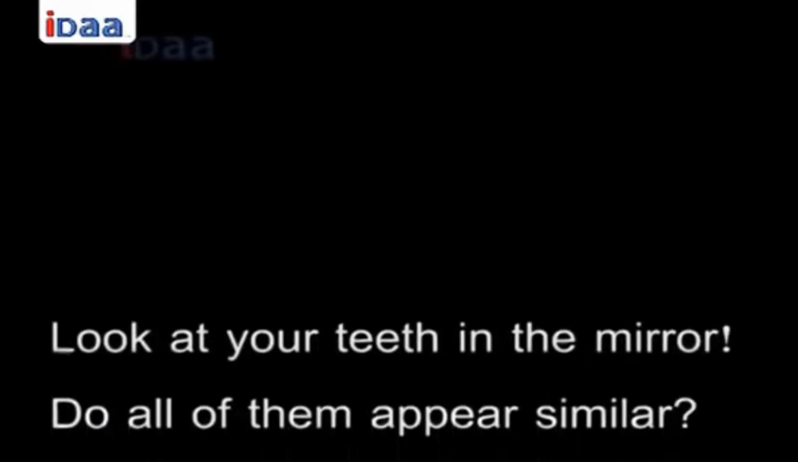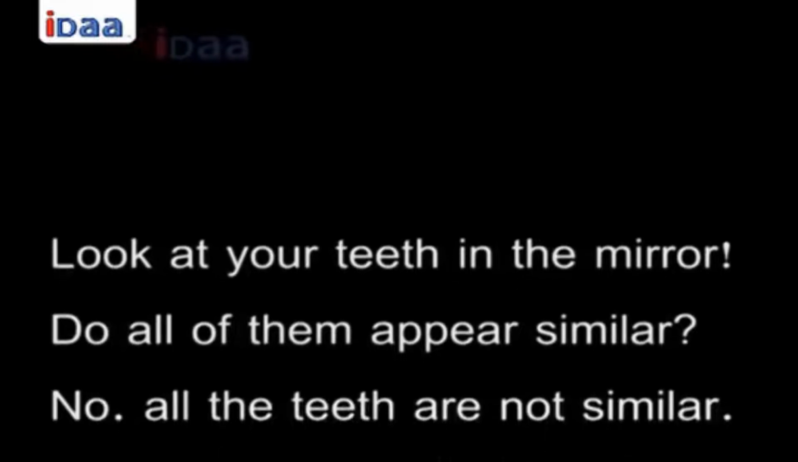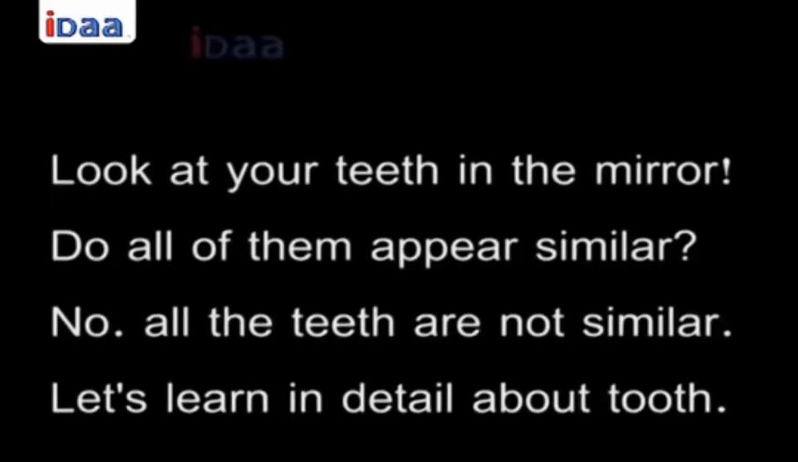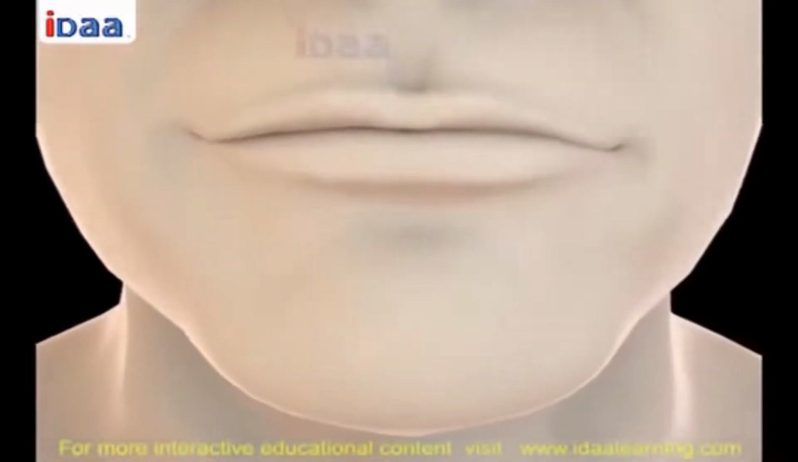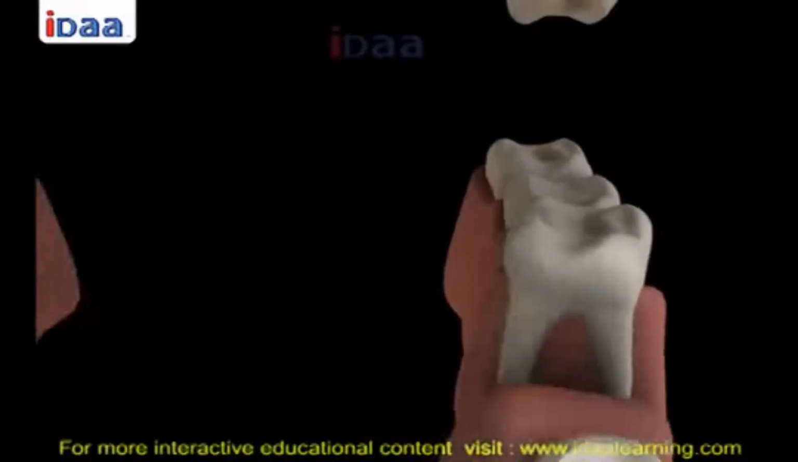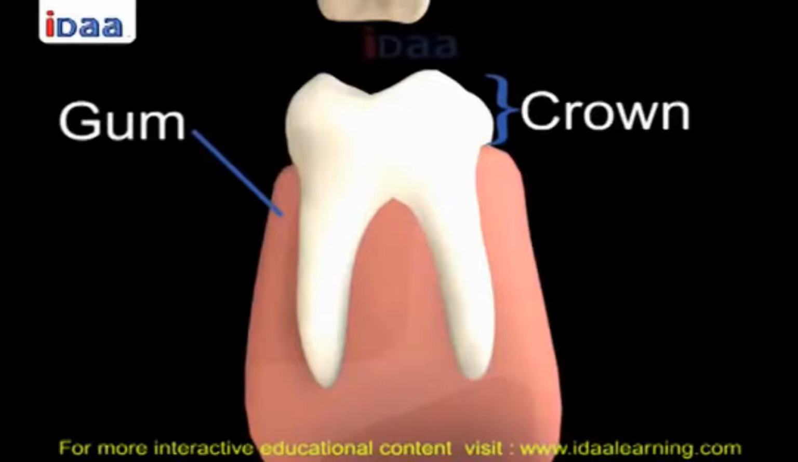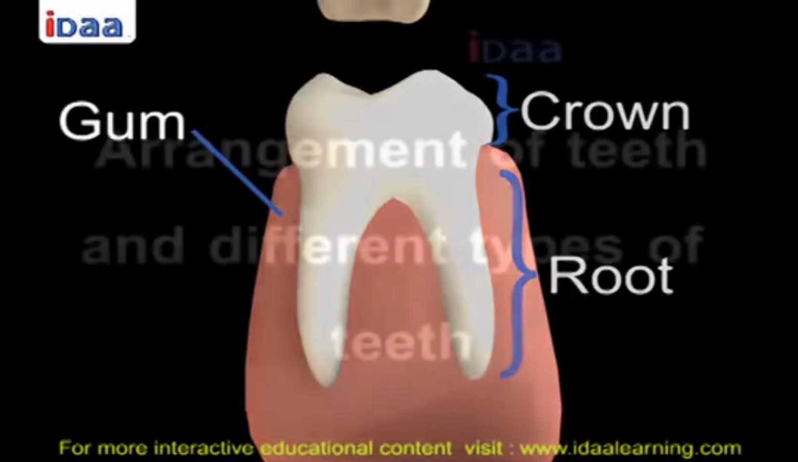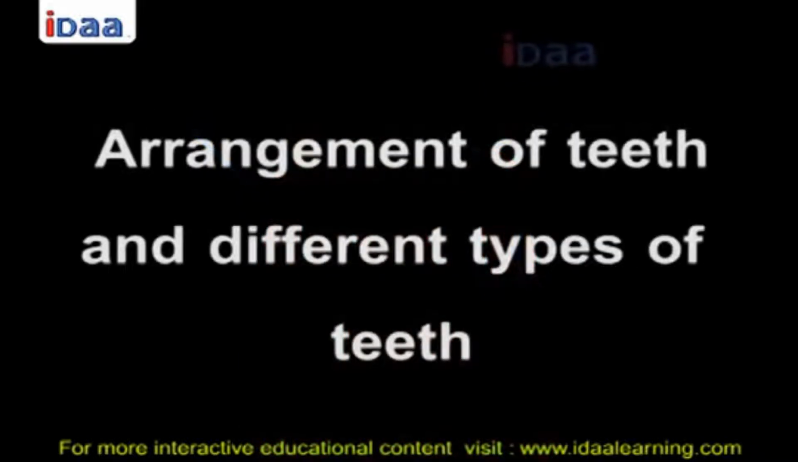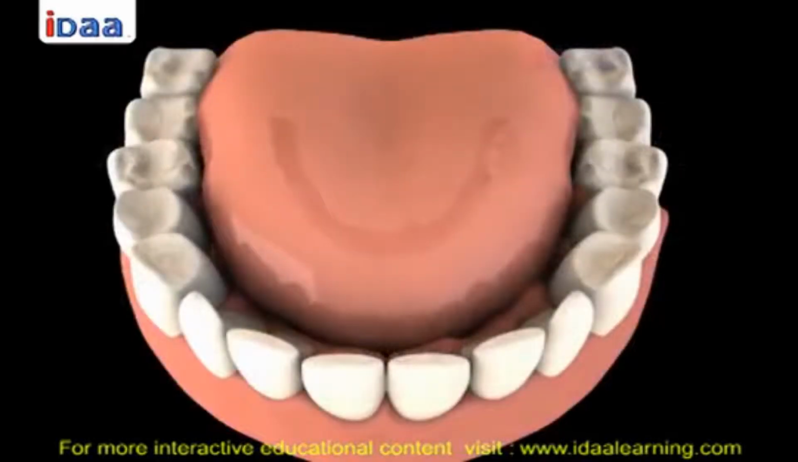Look at your teeth in the mirror. Do all of them appear similar? No, all the teeth are not similar. Let's learn in detail about tooth. Structure of tooth. Every tooth is embedded in a socket called gum. Crown is the visible part of the tooth above the gum. Root is the part of the tooth under the gums. Arrangement of teeth and different types of teeth. This is the way teeth are arranged in the mouth of human beings.